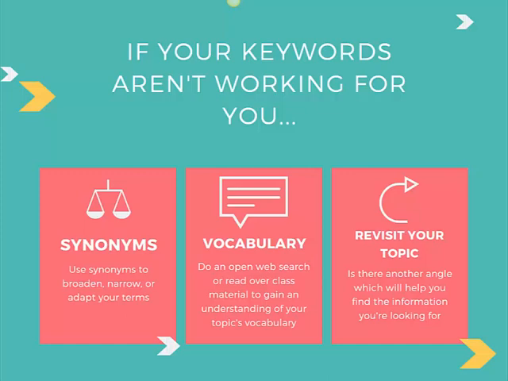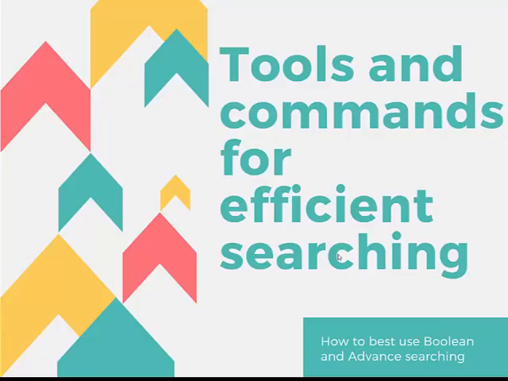If using synonyms isn't working for you, something that's related is expanding your vocabulary. So sometimes the way we talk about something isn't always the way scholars talk about a certain topic. So by doing an open web search or reading over class material, you can gain an understanding of the topic's vocabulary and therefore better adjust and better create your keywords. Or you can always revisit your topic. Is there another angle which will help you find the information you are looking for?